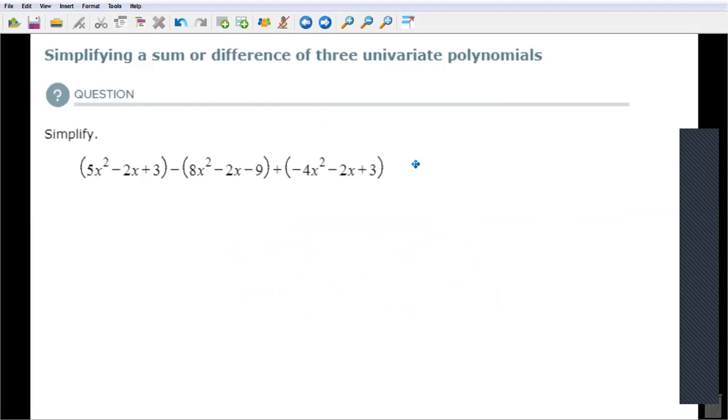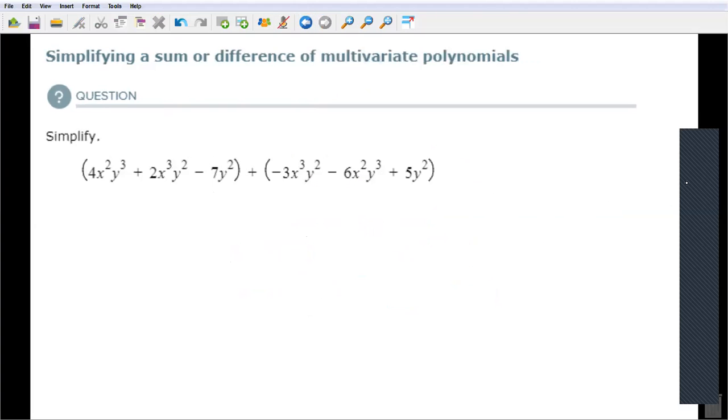I got 2 more here for you. I don't know how this one got on there. Sorry about that. There we go. That second one wasn't even the same topic.